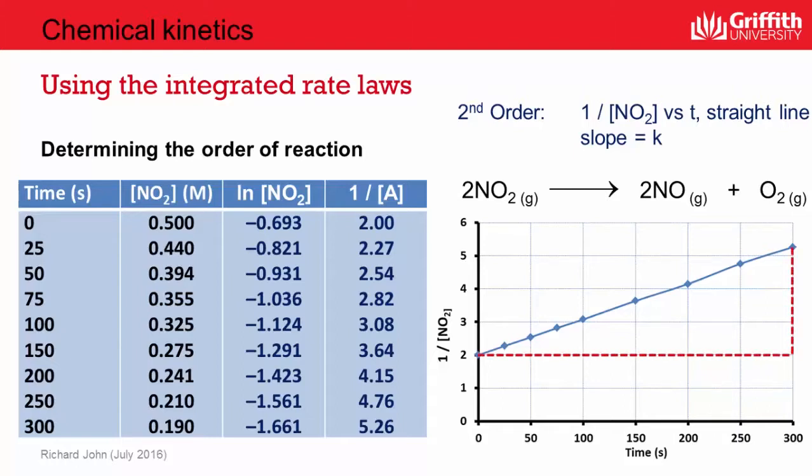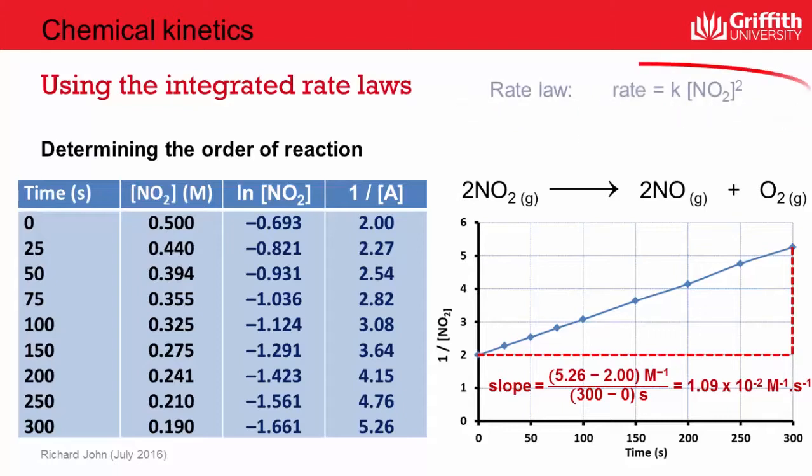Now we can determine the slope of this line by calculating rise over run, where we get this equation here, 5.26 minus 2 over 300 minus 0 seconds, to get a slope of 1.09 × 10^-2 M^-1 s^-1. And the value of this slope is actually the value of the second order rate constant for this reaction. So what we can do now is write a rate law expression for this reaction as rate equals the rate constant k times the concentration of NO2 raised to the power of 2, since we have determined experimentally that the reaction is second order with respect to NO2. And we've even calculated the actual value of the rate constant at this particular temperature by determining the slope of the plot of 1 over NO2 concentration versus time.